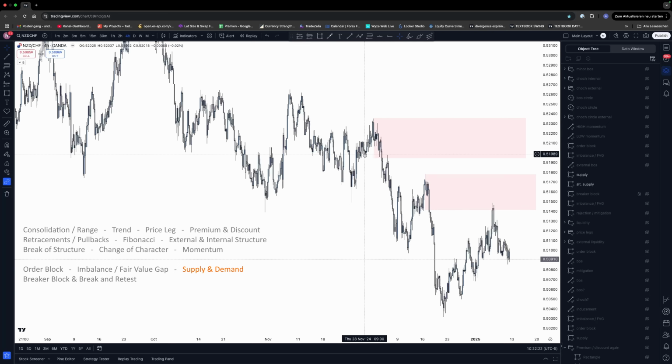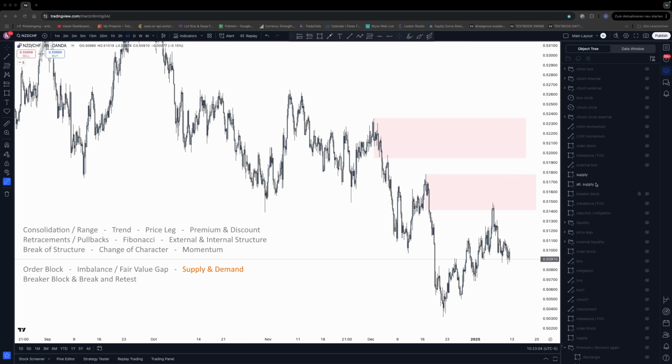So in that case, I would say that this is a little range, and we come up here one more time, and then we launch the move down. So this is the supply. So don't overcomplicate it. It's not rocket science, just the general area of origin of a strong move.